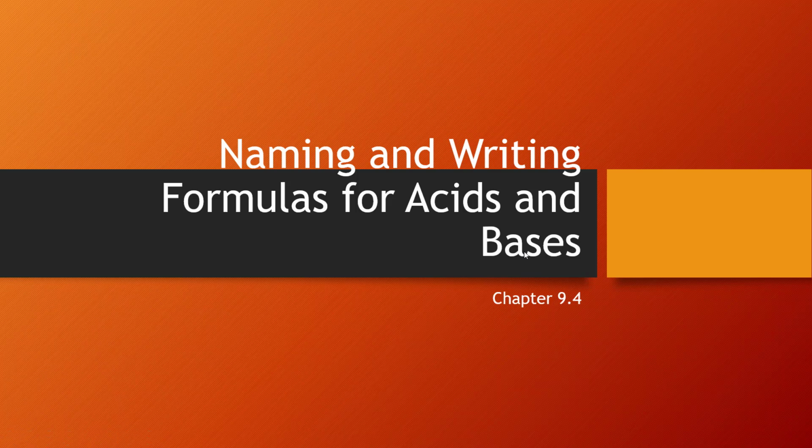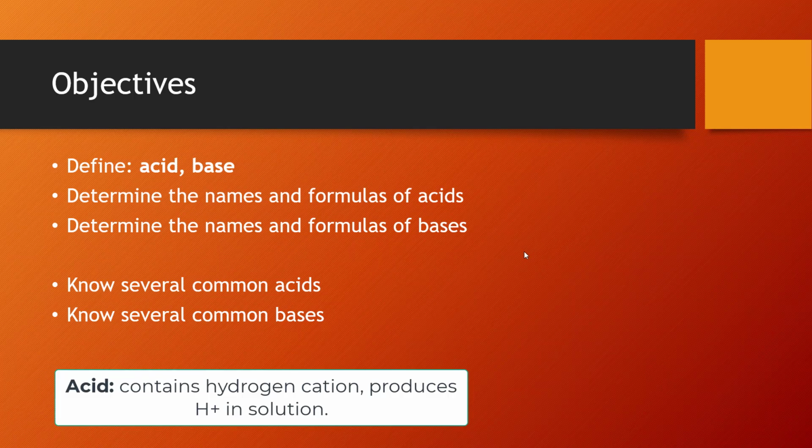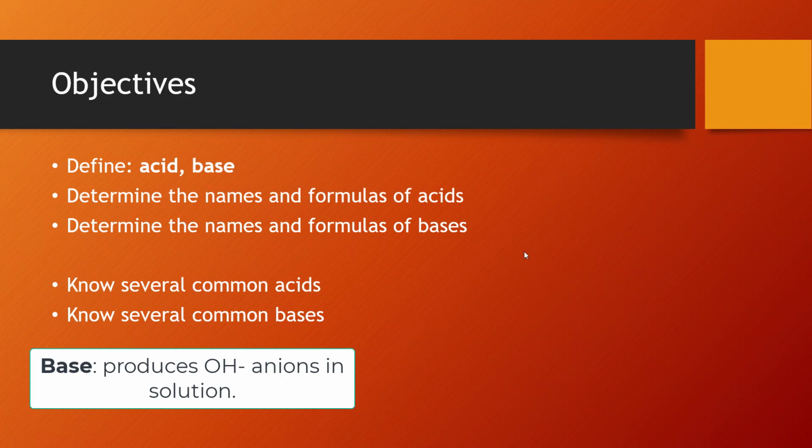So how do we write the names for acids and bases? Well, first be able to define an acid, which is going to be a compound that contains one or more hydrogen atoms, and when it's dissolved in water will produce hydrogen ions. Define base. Well, a base is something that usually can accept a hydrogen ion and often gives off a hydroxide ion when dissolved in water.